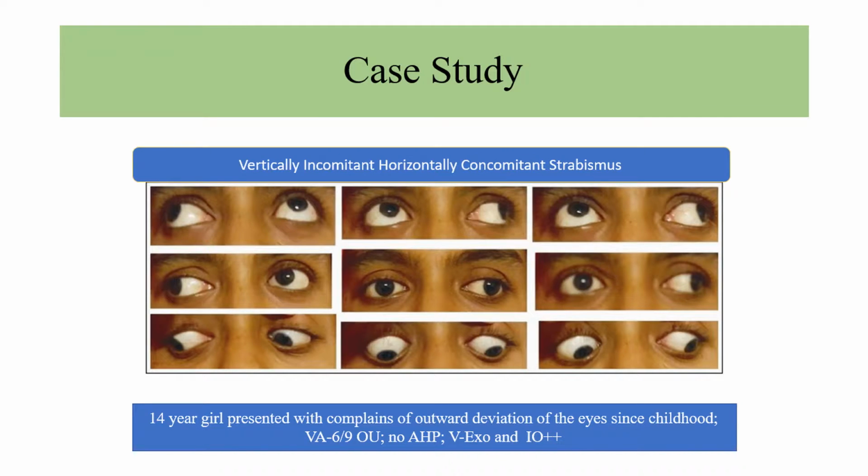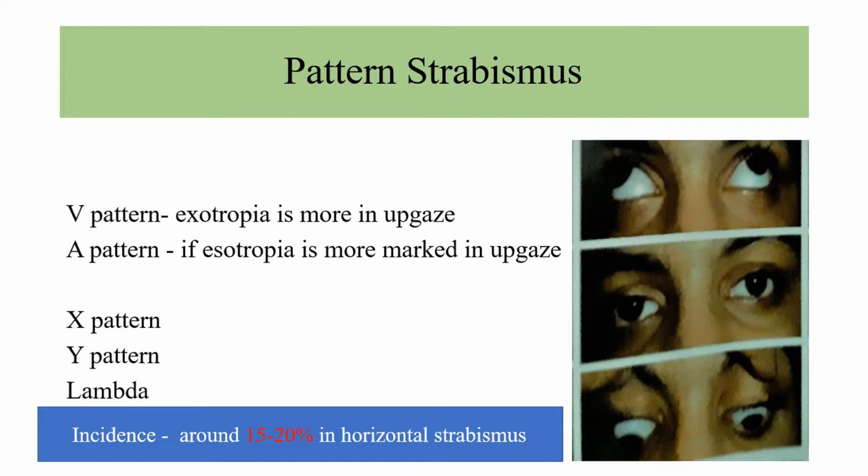A 14-year-old girl presented with complaints of outward deviation of the eye since childhood. On examination, we saw she had no abnormal head posture, but the visual acuity was 6/9. There is an exotropia, and when we see the up gaze and down gaze, there is a different deviation, and this is what is known as V-exo, or the pattern strabismus, and this is very commonly seen, 15 to 20% in cases of horizontal strabismus.